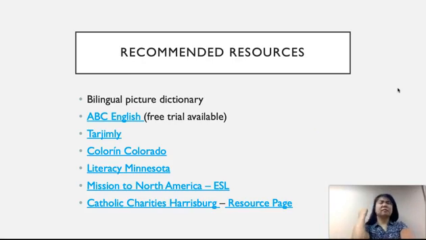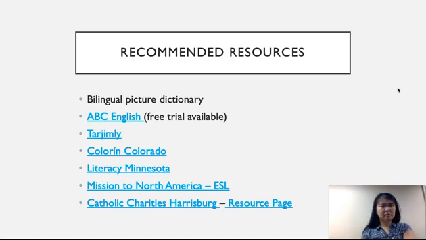And so recommended resources, just want to talk through some of this quickly. Bilingual picture dictionary is very useful in whichever language is applicable. These are little print books. Maybe there's online versions. I've had one in French and I had one in Spanish. Those are very useful. ABC English is a great resource. They have a systematic phonics curriculum that is very useful for the pre-literate students. We have 1 or 2 tutoring groups using that currently right now. There's a 30-day free trial available.